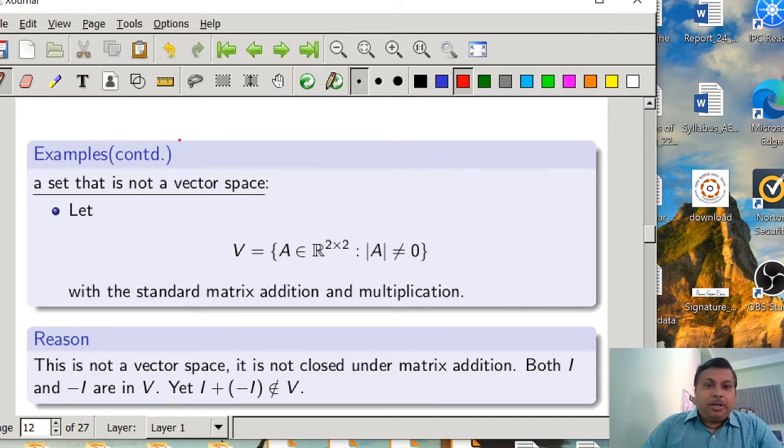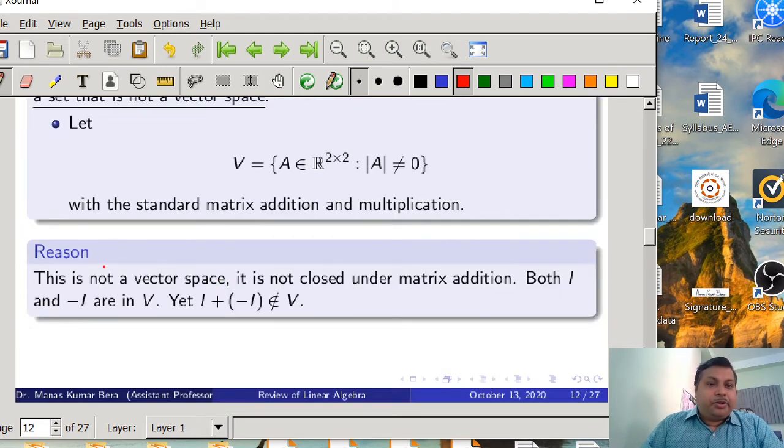Can we call this V a vector space, or will this V qualify as a vector space with the standard matrix addition and multiplication? This V is not a vector space. Now we have to see which property is not going to be satisfied by the elements of this space V. Why is it not a vector space? It is not closed under matrix addition.